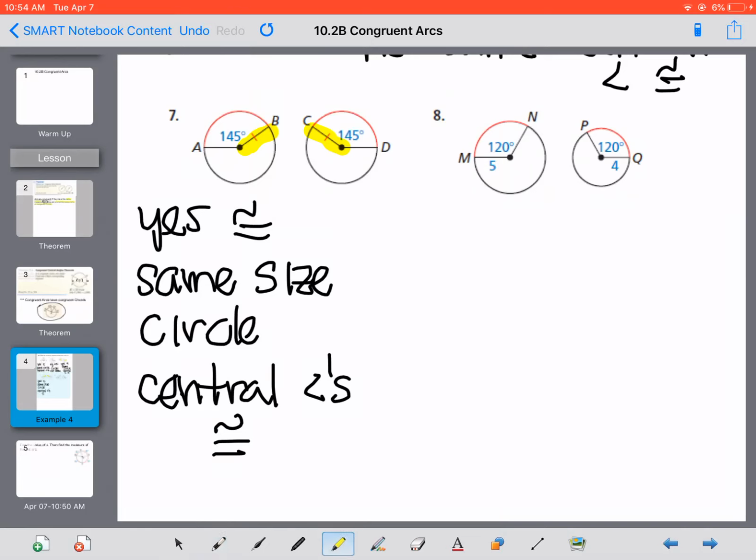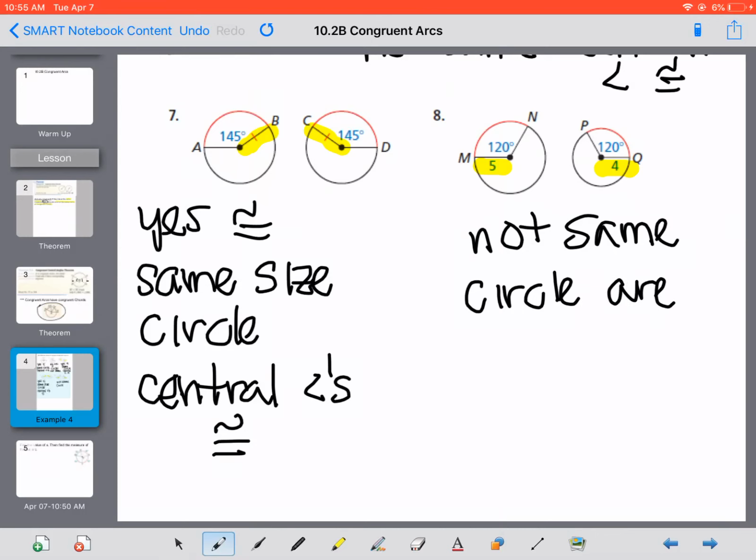And number 8. If you look at number 8, they're now not giving us tick marks, but they're giving us side lengths. So that radius is 5 and this radius is 4. So even though they both have a 120-degree arc, they are not the same because they have to have both the same size of circle and the same central angle. So they're not the same because the circles are not the same. They are not congruent.